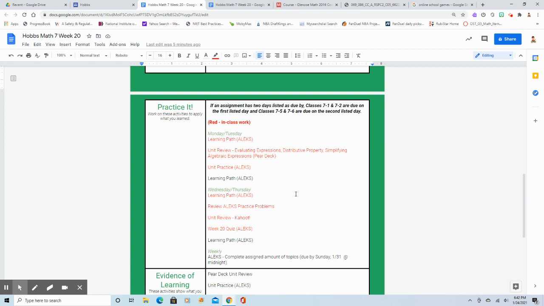Jump to Wednesday, Thursday class. The learning path again at the top of the list. We're going to review the ALEKS practice problems. What I'm going to do is each class, they'll only have probably 6 problems total. If I see there's a problem with a particular class, we'll cover that problem. If most of the class got it right, then we won't worry about covering it. So I can't say how much we could do for each class. Some classes, it might be all 6 problems.